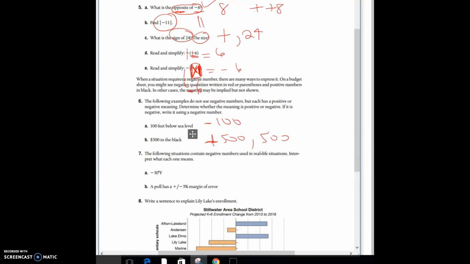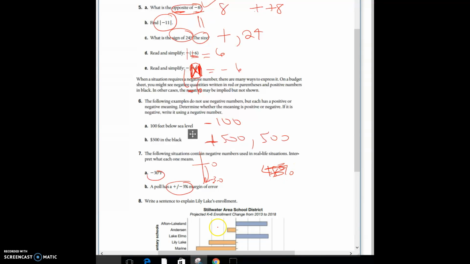All right, the next one. If you lived in California, this one might bother you, but we live in Iowa. So that means it's 30 degrees below Fahrenheit. If you think of a thermometer, here is negative, we are 30 degrees below. A poll has a plus or minus margin of error. What that means is you're either going to add 3% or subtract 3%. It's how far off it could be. So if someone has a 48% and I add 3% to that, they really could be at 51%. And if I subtract 3%, they could really be at 45%. So it just varies.